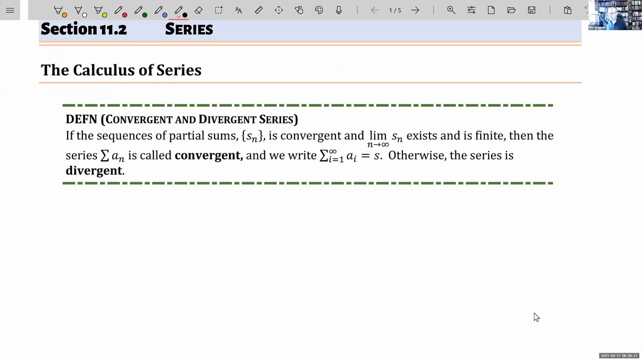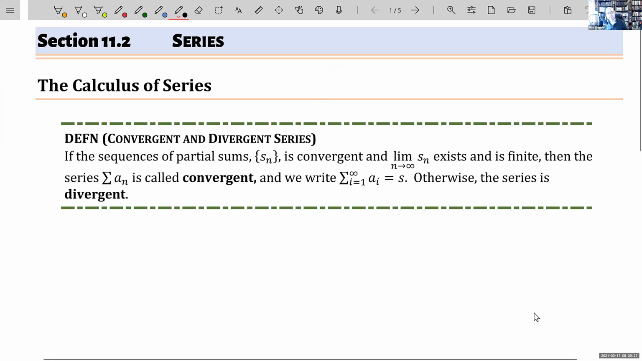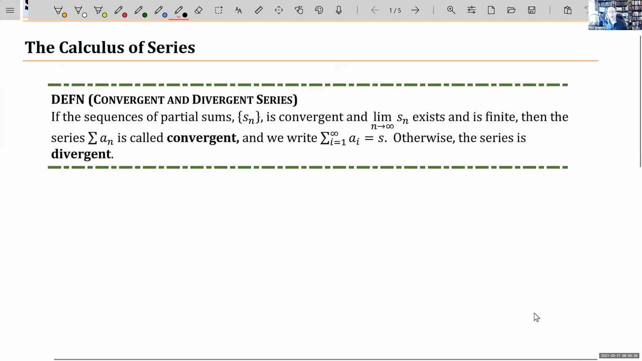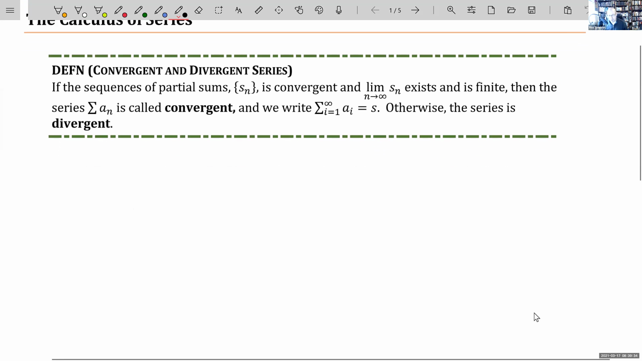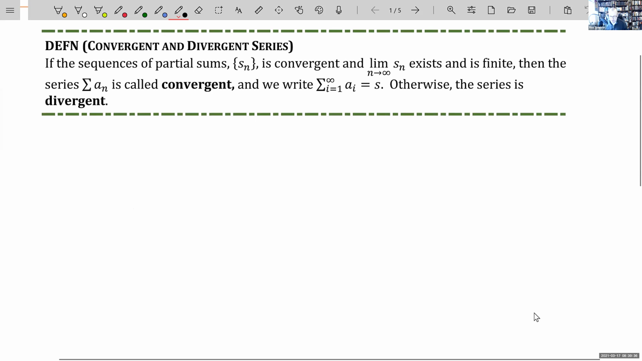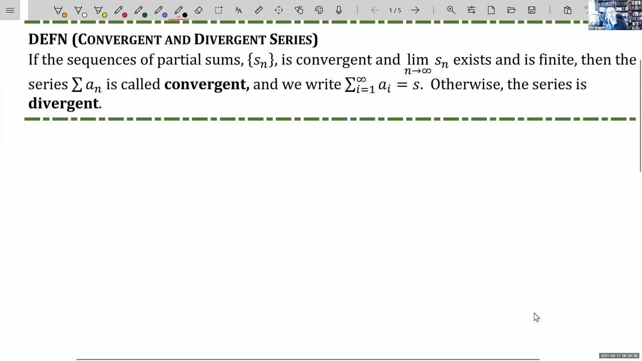But I want to just spend the rest of today on a single page. This page right here. That's it. So let's talk about series. So the calculus of series. We're going to start actually with a similar definition to what we had for sequences. We had something that said convergent and divergent sequences. Now we have a similar definition, convergent and divergent series.